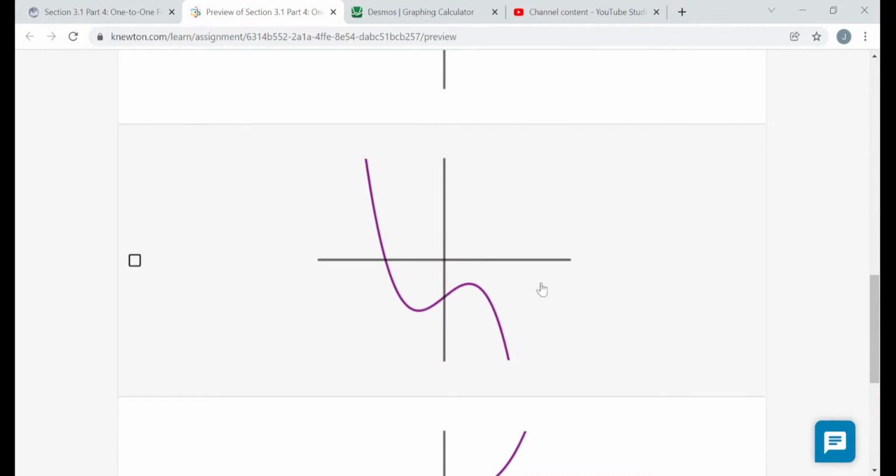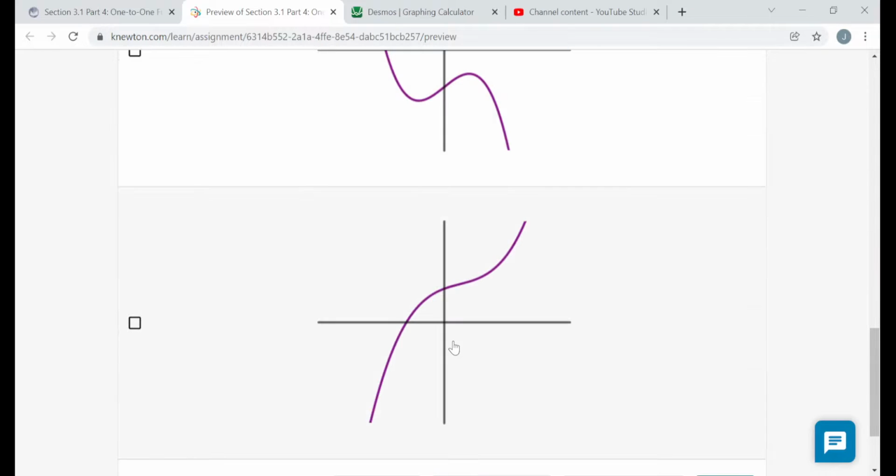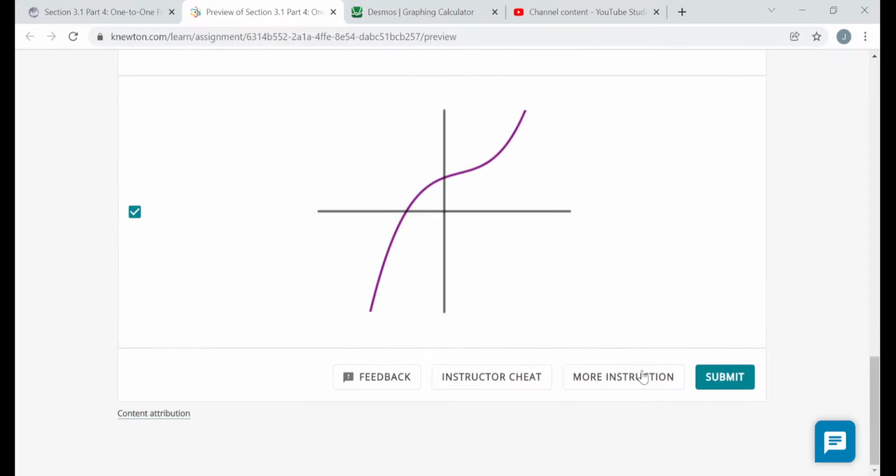Here, it's a function, passes the vertical line test, but look at this horizontal line here. I can draw a horizontal line right here, and that hits the graph 3 times. If you can find a horizontal line that hits the graph more than once, that means there are outputs that are mapped to by more than one input, and that again does not happen in a one-to-one function, so I'm not checking this one. Here, function, passes the vertical line test, and if I go left and right, left and right, I'm only hitting the graph one time, every time. This passes the horizontal line test. This represents a one-to-one function. And that's all. And then submit.